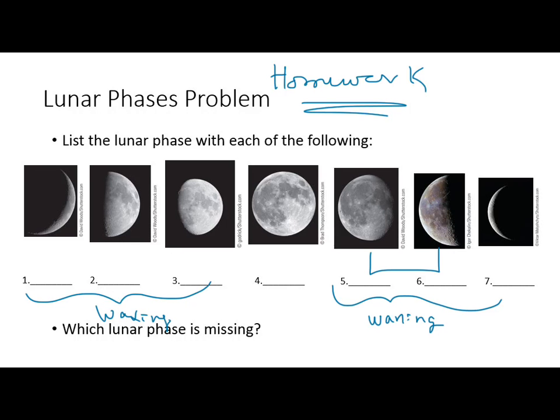So these are waxing, getting more and more and more. This is a full moon. Okay, and these are waning. So what lunar phase is missing? New moon, exactly. You got it. New moon. Yep. Okay.